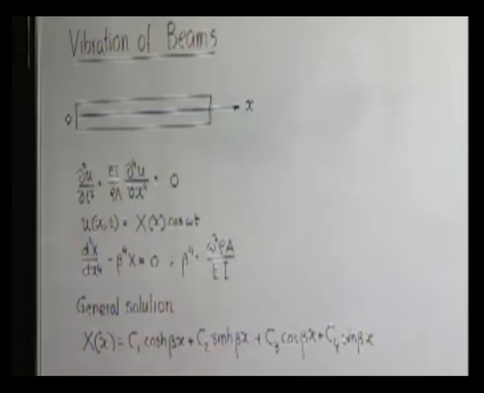That means 4 constants C1, C2, C3, C4. First 2 terms are hyperbolic solution and the second 2 terms represent a harmonic solution. We have progressed up to this.